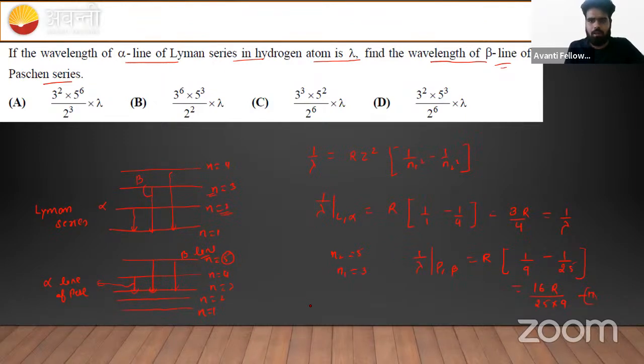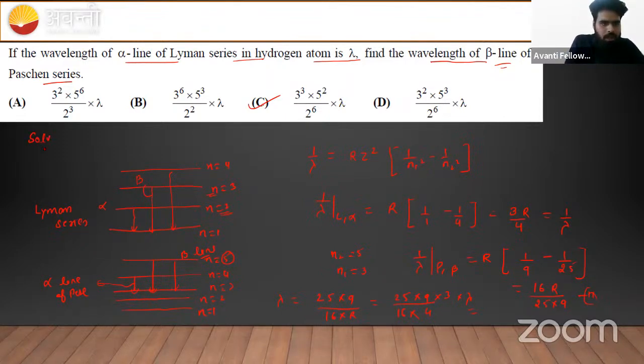What is the correct wavelength for the beta line of the Paschen series? So here we can solve that. The wavelength we can write as 25 into 9 divided by 16 into R. If we put the value of R from equation number 1, we can put R as 4 upon lambda into 3, that is 4 into 3, and this will equal lambda. If we solve this, it can be written in the form of option C. So option C is the correct answer. I hope this is clear for everyone.